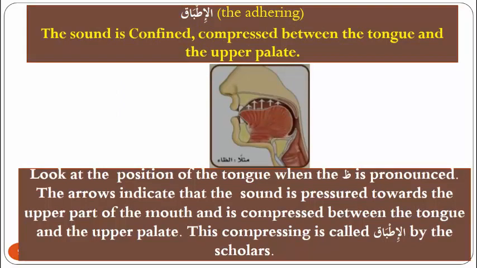Al-itbaq, that is, the sound is confined or compressed between the tongue and the upper palate. Look at the dha in the example that we are presenting to show one of the letters of itbaq. Look at the position of the tongue when the dha is pronounced. The dha, adh. The arrows indicate that the sound is pressured towards the upper part of the mouth and is compressed between the tongue and the upper palate. This compression is called itbaq by the scholars.